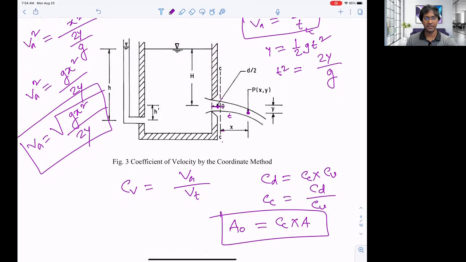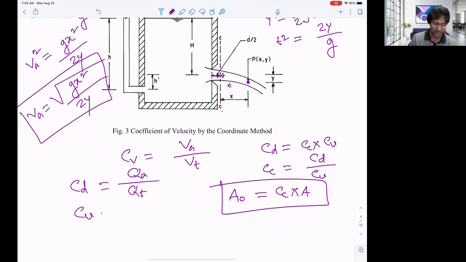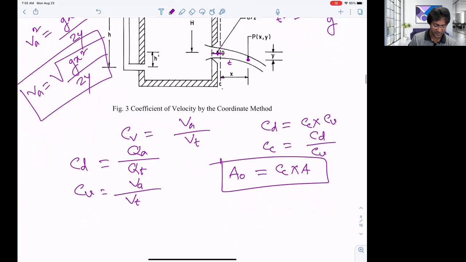So there are three types of coefficient here. Coefficient of discharge is the ratio of the actual discharge to the theoretical discharge. Coefficient of velocity is the ratio of the actual velocity to the theoretical velocity. And coefficient of contraction, CC, is the ratio of the area at the vena contracta to the area of the orifice or the opening. So these are the three coefficients we'll calculate in this experiment, right? So what do we have to measure?